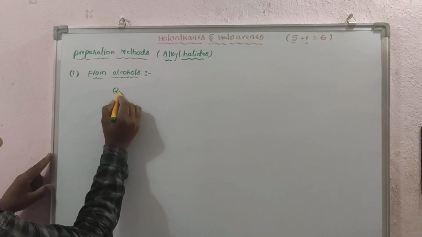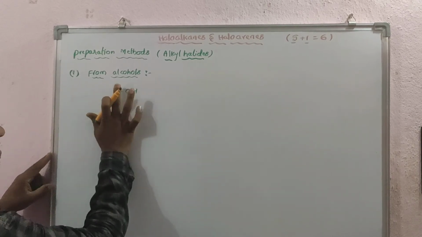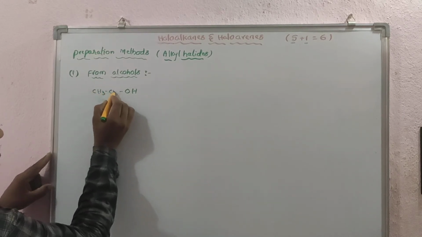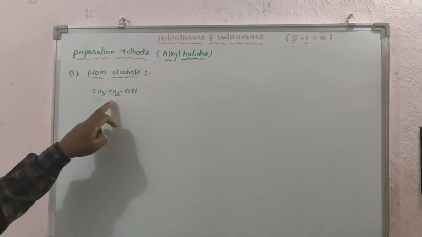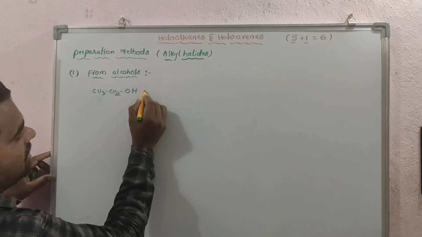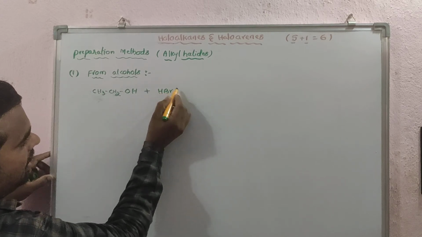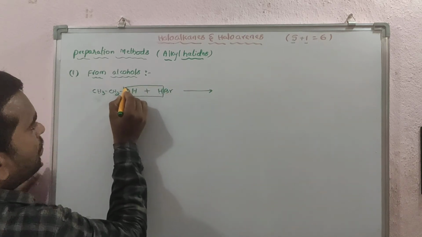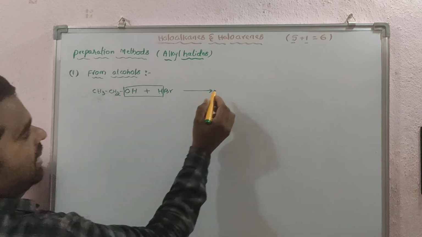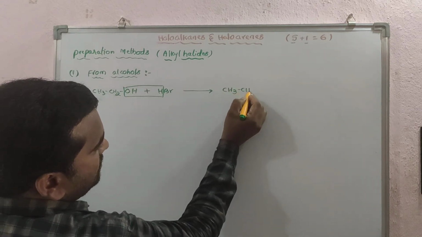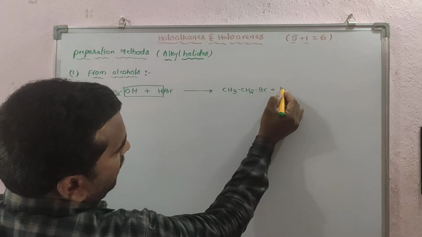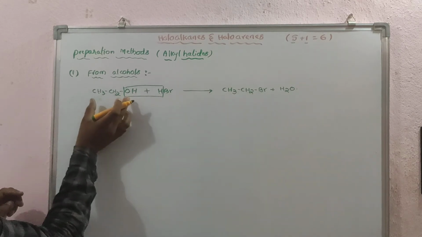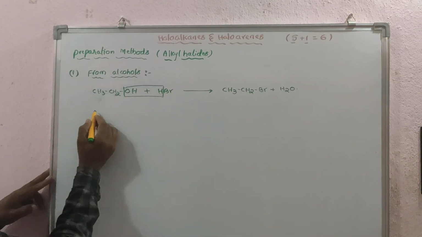I will take the alcohol ROH, and as one example, CH3CH2OH, ethanol, which reacts with HBr directly. Then H and OH are removed, and Br is added. You will get CH3CH2Br plus H2O. This is how to prepare alkyl bromides from alcohol, treated with HBr.